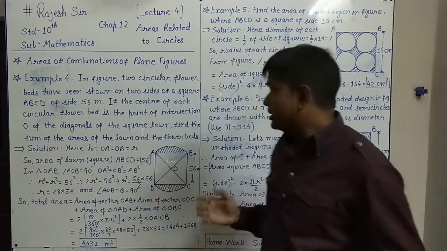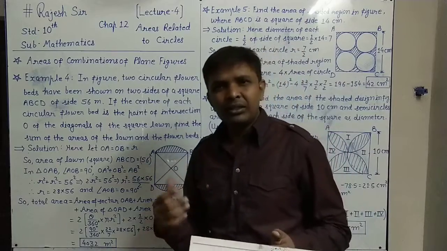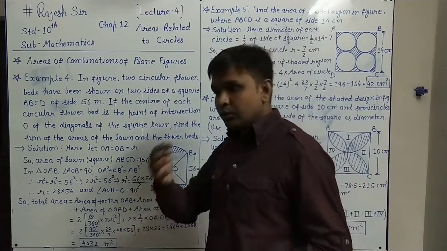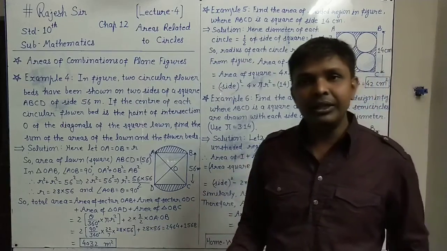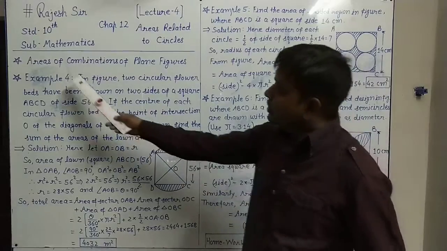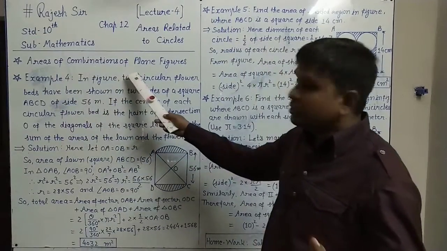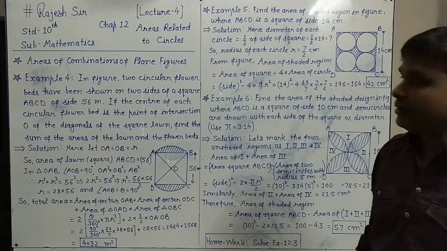In this lecture we will see figures which are a combination of 2-3 types of figures, and how to recognize the shaded region and unshaded region and find the area. That type of examples we will see here. So the heading is areas of combinations of plane figures.